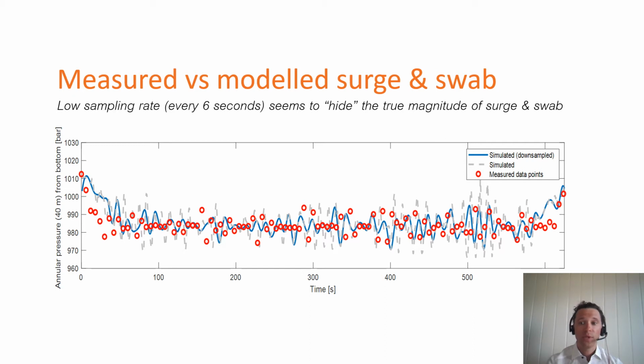So this is interesting. With the rig heave, that's only 2 meters. So much smaller than we saw in the previous example from the North Sea, where it was 3.4 meters. The surge and swab is high here. And why is this so?